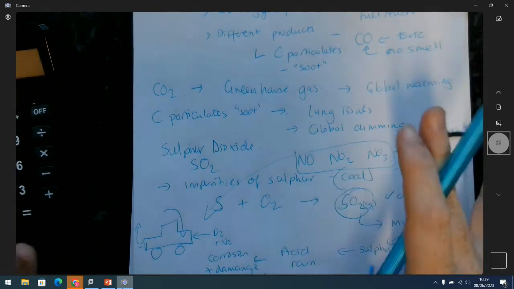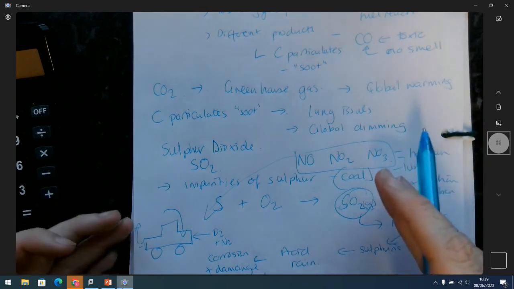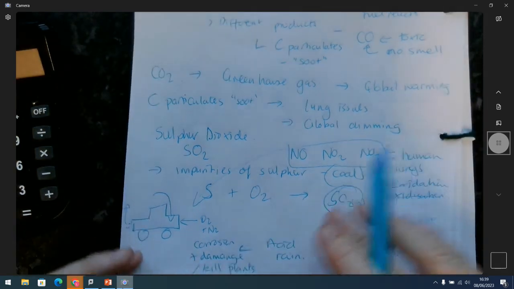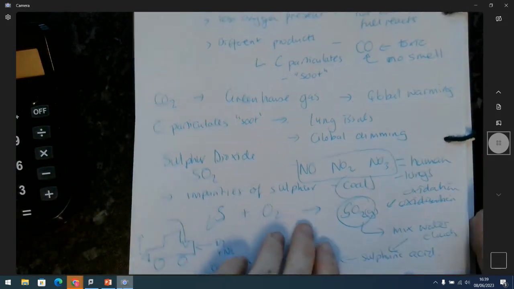So that's your main types of pollutants in terms of how they're formed and what they cause. And that's how you need to know it. You need to know how they are formed and then what impact they have within the environment.